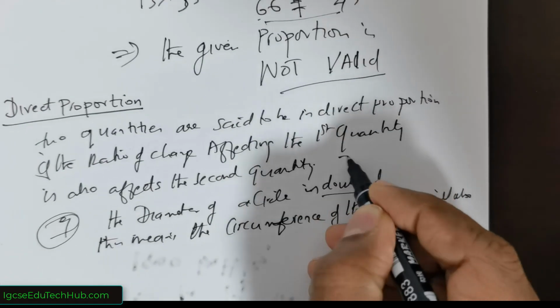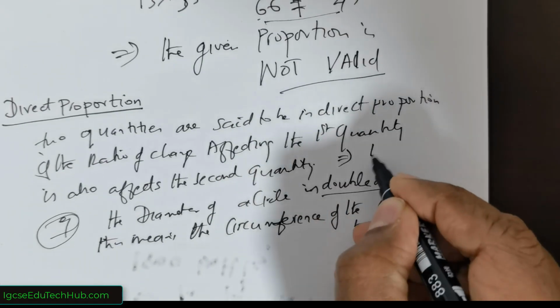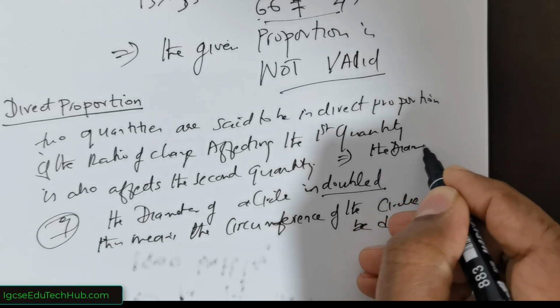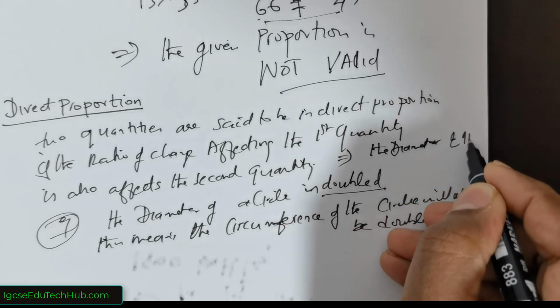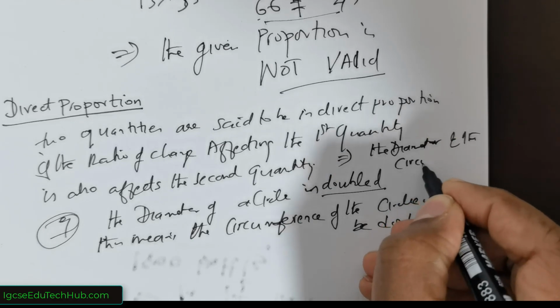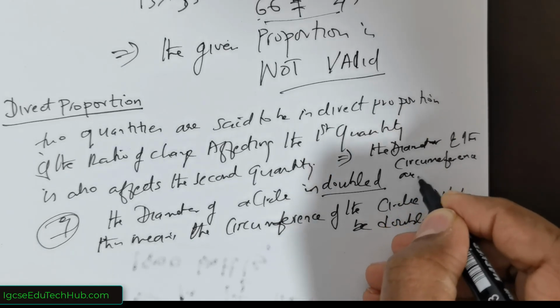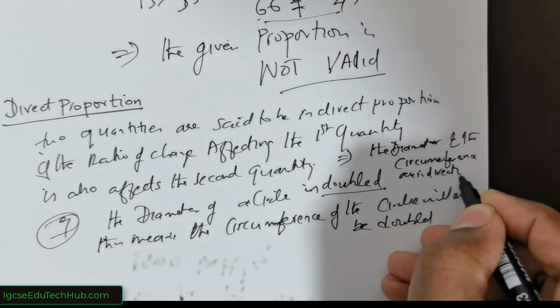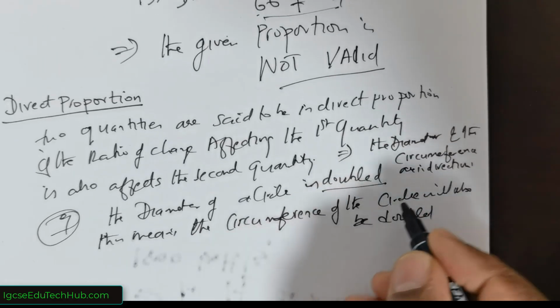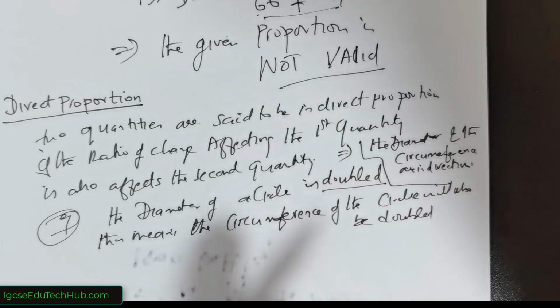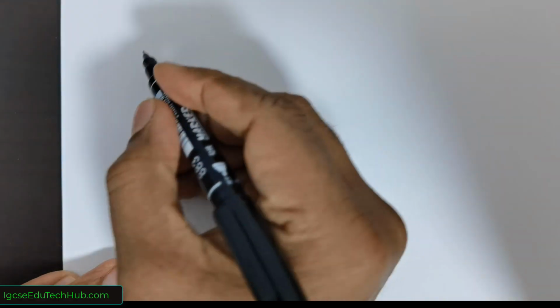So this in turn would mean the diameter and the circumference are in direct proportion to each other, right? So that is the meaning. Now let us do this question.